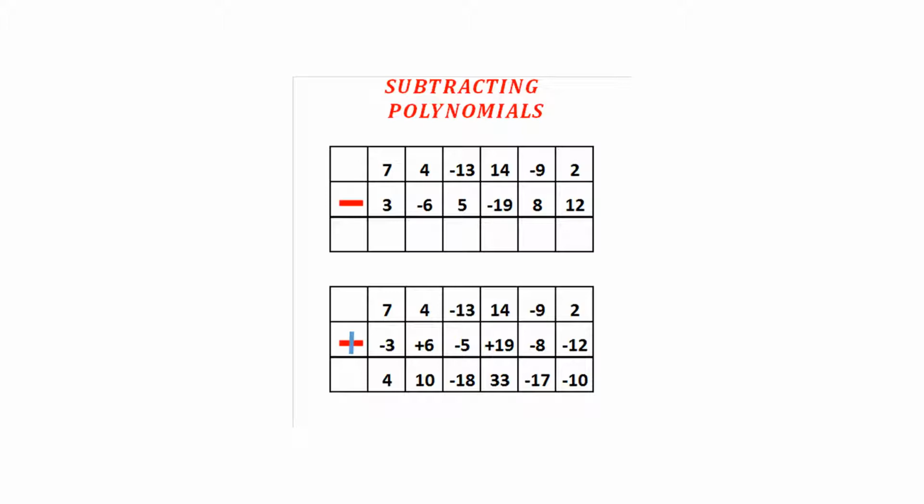Okay, now we get to add. It doesn't matter whether you go left to right or right to left. We'll start on the left. Okay, 7 and negative 3 is 4. 4 and 6 is 10. Negative 13 and negative 5 is negative 18. 14 and 19, that's 33. Negative 9 and negative 8 is negative 17. And 2 and negative 12 is negative 10. And that is so simple if you just turn it into an addition problem. And subtraction is simple. By the way, you can do the same method when you subtract integers from integers and change every sign in the bottom number and use tuples.